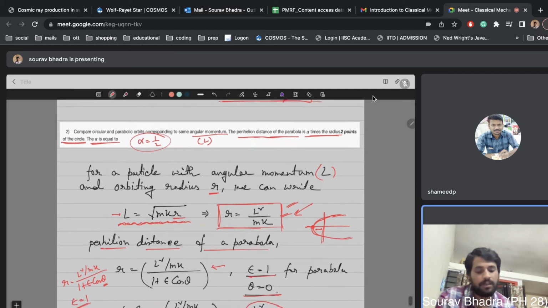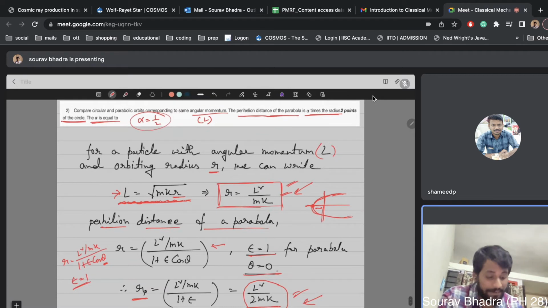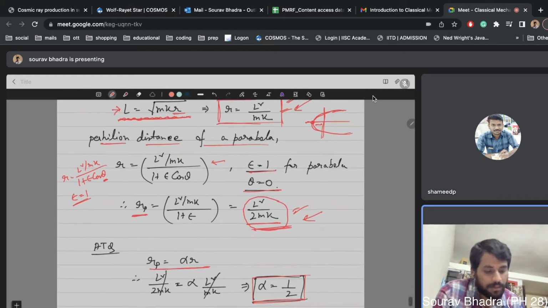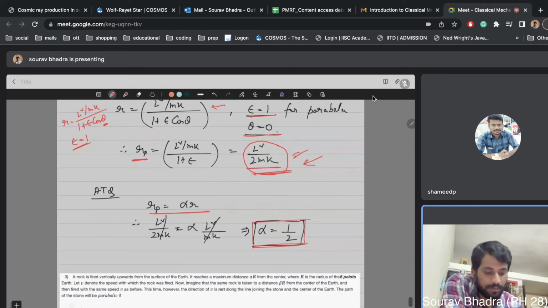Just remember this particular thing which is important. You can do it from the first principle also, I am always saying that, but it is easier if you can remember it, okay. So just calculate, just write the radius of the circle and the perihelion distance of the parabola in terms of capital L square by mk. That will give you the result, okay. So I think you have understood this part.